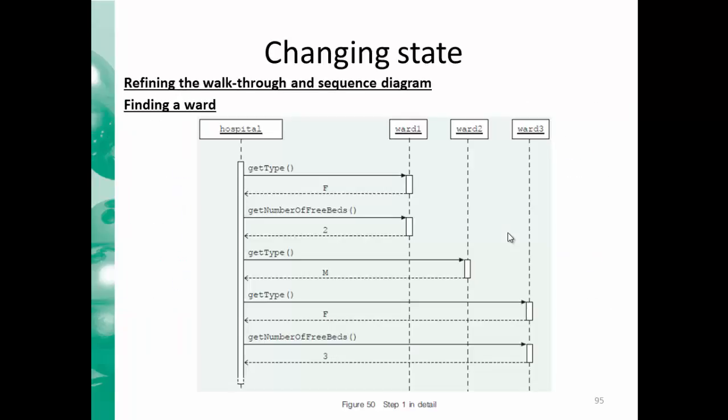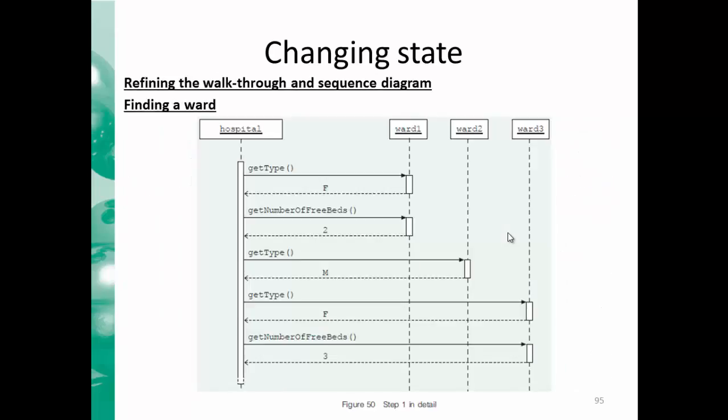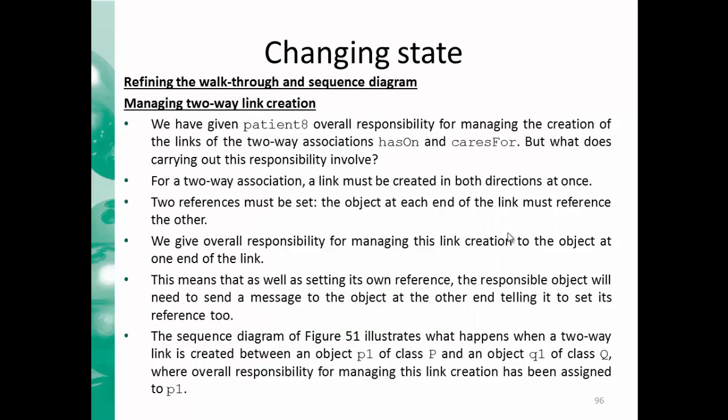Actually, we are repeating the same thing by building walkthroughs and deciding what to do, how to create objects, and so on. In this example, after creating the object, we will find out where to place that object, which in this case is patient 8. Patient 8 is looking for some ward, and we will have to communicate, particularly through the coordinating object, with ward 1, ward 2, and ward 3, and see that the patient is female, so we will look for female wards, and in this case will be ward 1 and 3. Between 1 and 3 we will place patient 8 in the ward that has fewer patients.